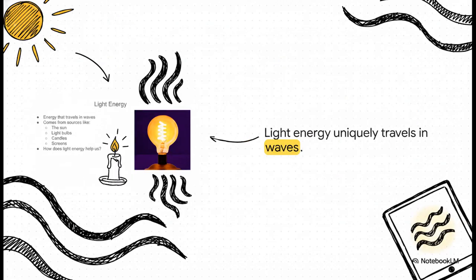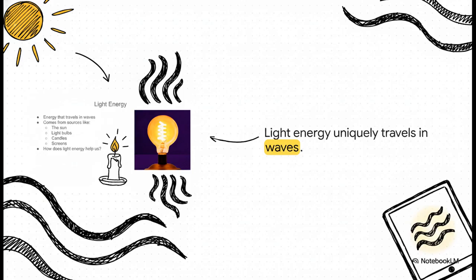Finally, our 5th form is light energy. Now, unlike the others, light energy is unique because it travels in waves. This is exactly how energy from the sun manages to cross the vast empty vacuum of space to reach us here on Earth. We capture and use this wave-based energy all the time. From the sun, sure, but also from light bulbs, candles, and the glowing screens you're probably looking at right now.